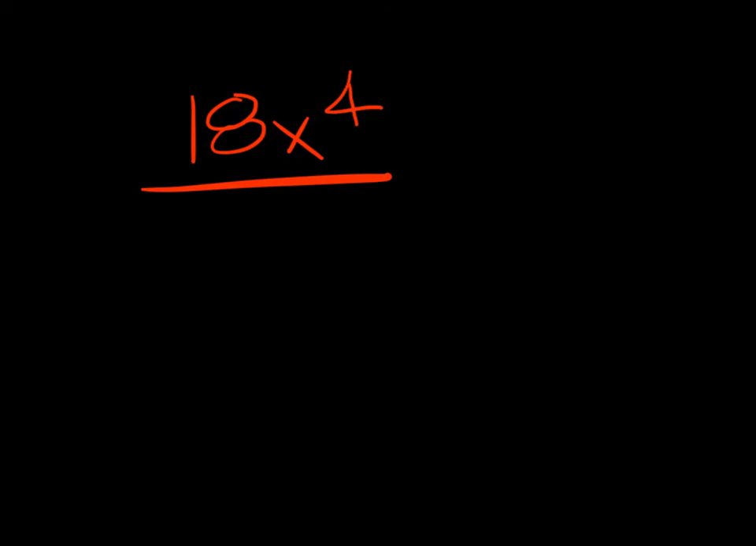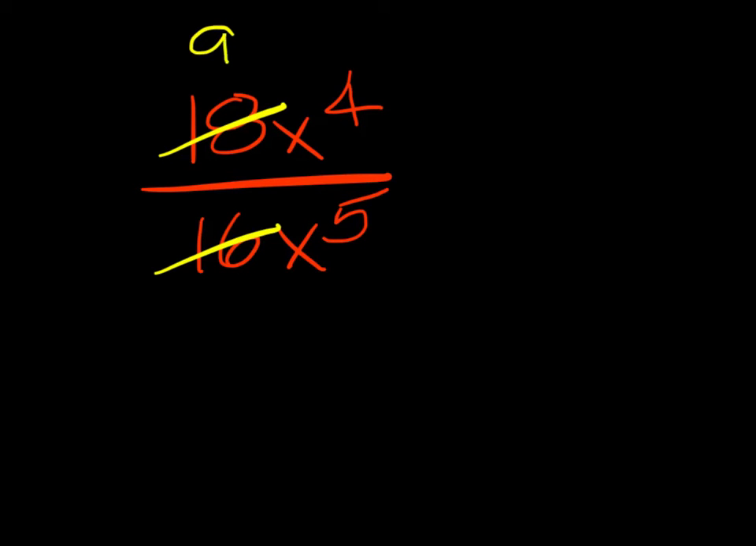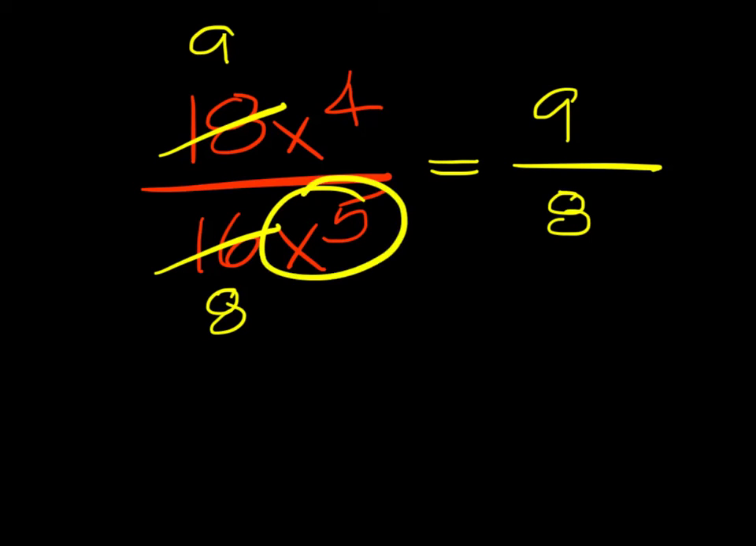Here's the bonus problem. The bonus problem is 18x to the fourth over 16x to the fifth. For the bonus problem, 2 goes into 18 and 16, 9 and 8 times respectively. So at the least you have a 9 over 8. But the largest power of x is on the bottom. 5 minus 4 is 1, so it's 9 over 8x.